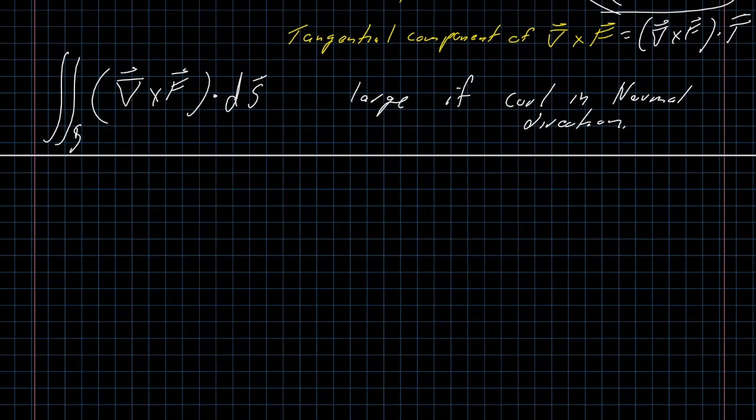But by Stokes' theorem, if this integral is large, then that means that also the curl must also be large. The circulation of the vector field itself along the perimeter must be large. And the inverse is also true. If the curl is mostly in the tangential direction, then these integrals are going to be 0.